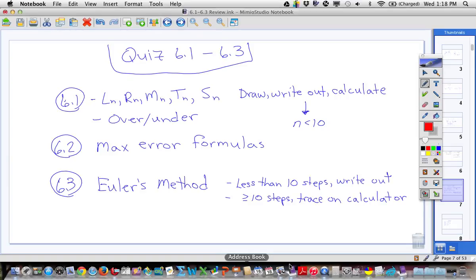So 6.1 is where we had those written out versions of left, right, midpoint, trapezoid, and then we learned about Simpson's rule. It had the 4-2-4 pattern, right? 1 at the beginning, and then 4-2, 4-2, and then 1 at the end.